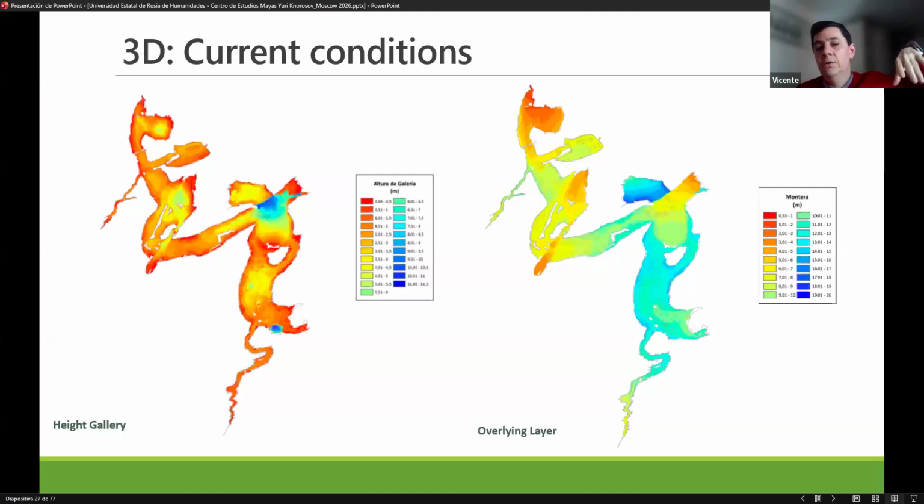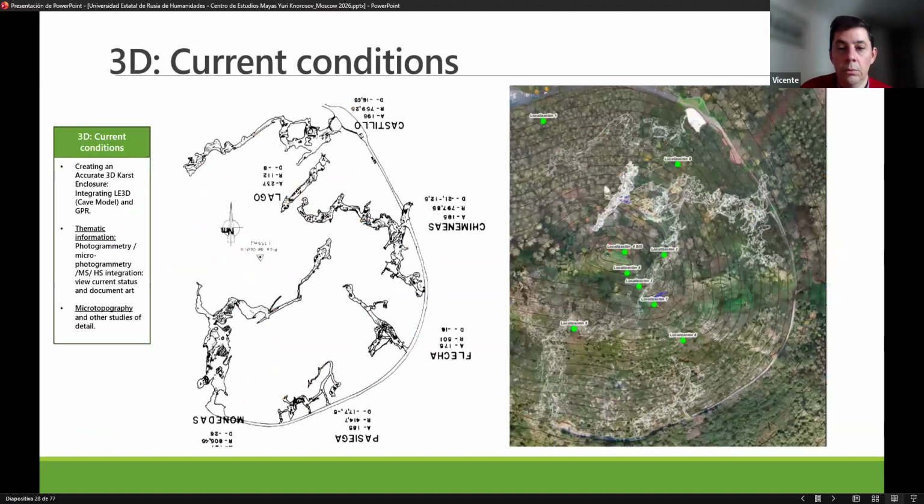This is very important for conservation, to have this overlying layer thickness, to see if the cave is 5, 10 meters or 100 meters from the exterior, just to see if you have some gases interchange, water interchange, and that sort of information. So if you compare this, you see this is left the speleologic map, right, the 3D terrestrial laser scanner map.